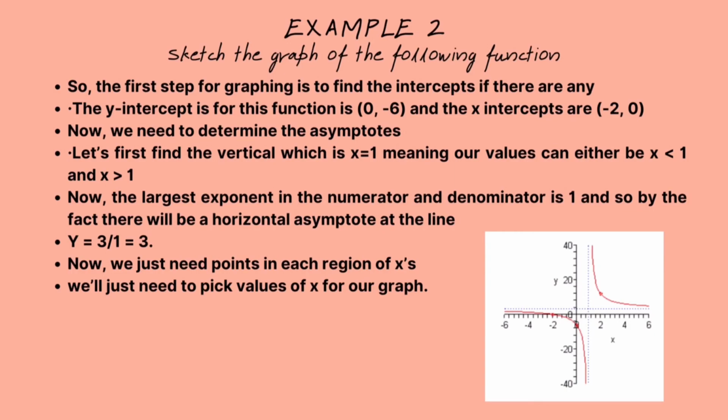Now we just need points in each region of x's. That means that we'll just need to pick values of x for our graph. For example, substitute x with 2: f(2) = (3(2) + 6)/(2 - 1) = 12/1, meaning our coordinates are (2, 12). Continue plotting with your values and you'll have coordinates for your graph.